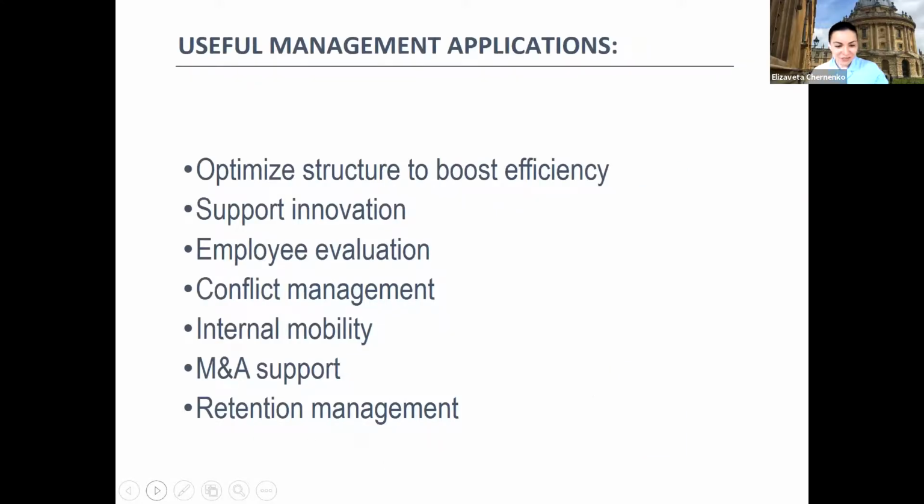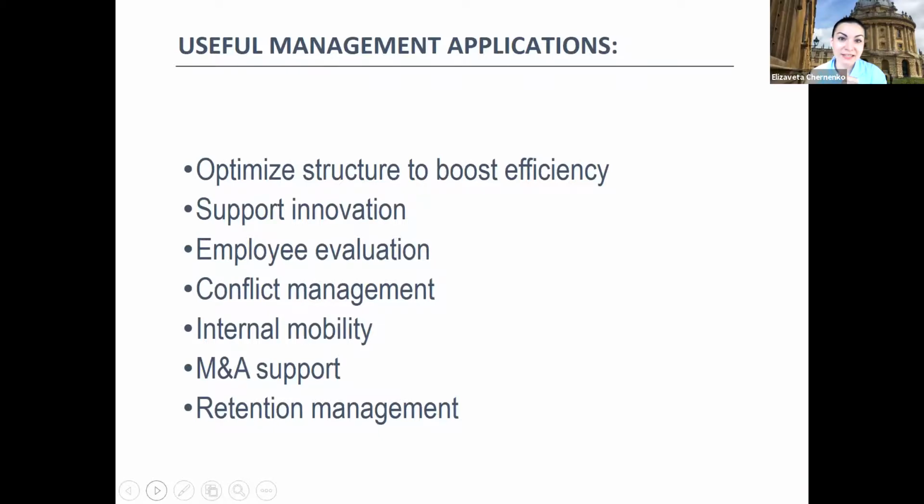Okay, this was a short introduction of what properties we have in the network, how we can measure different properties, and here are some applications of that. You can optimize the structure to boost efficiency. For example, we know that there is an optimal number of connections within an organization, so you can look at that. As I've mentioned, you can support innovation projects by analyzing the structure of the network. And when I talked about the hubs and their role in innovation, this is just one example.